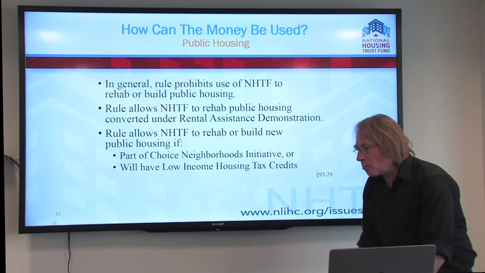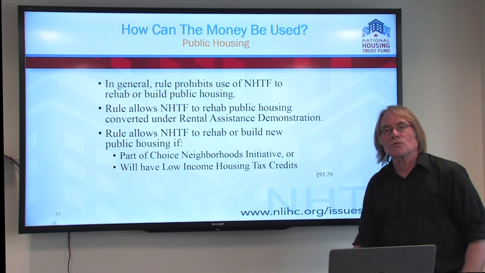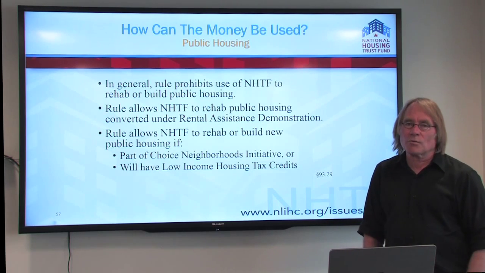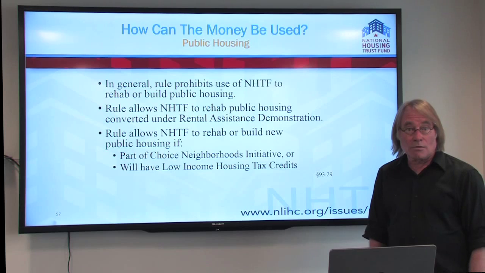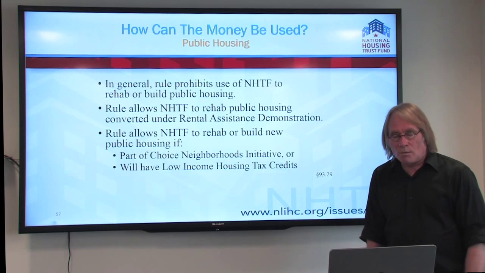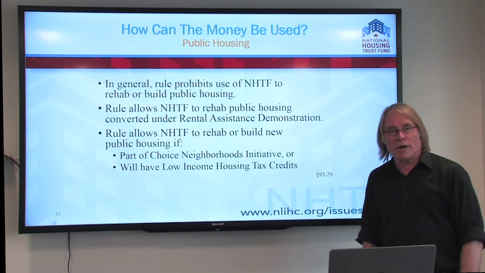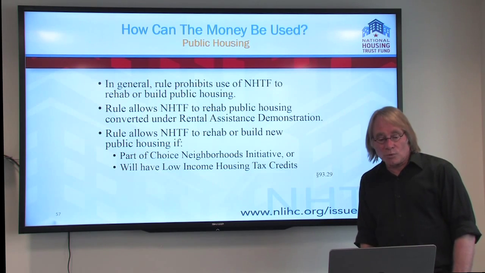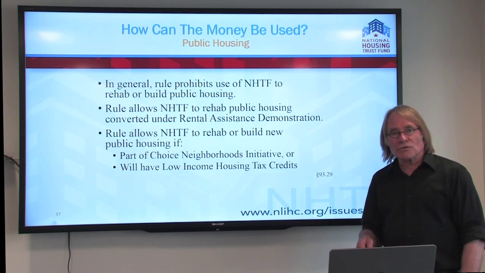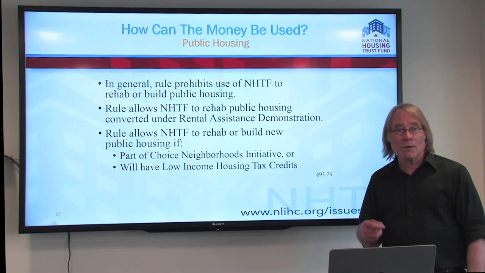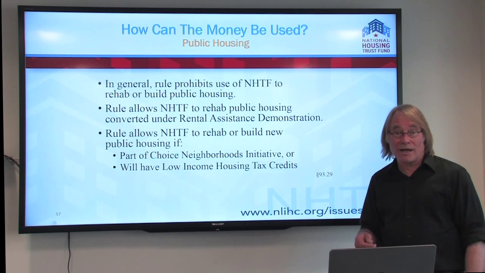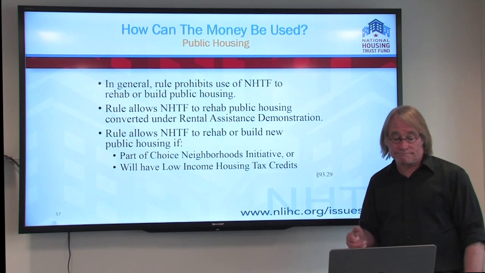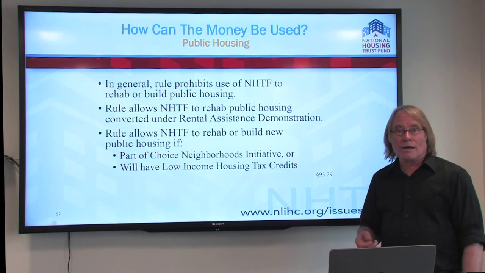When the proposed rule came out in 2010, HUD made it very clear that trust fund money could not be used for public housing. When the interim rule came out, we were quite disturbed because HUD had changed its mind. The interim rule says that trust fund money can be used to rehabilitate public housing that is being converted under the Rental Assistance Demonstration, or RAD.